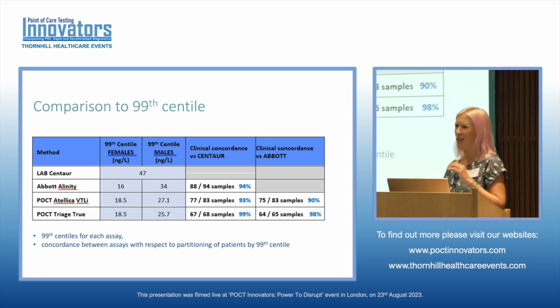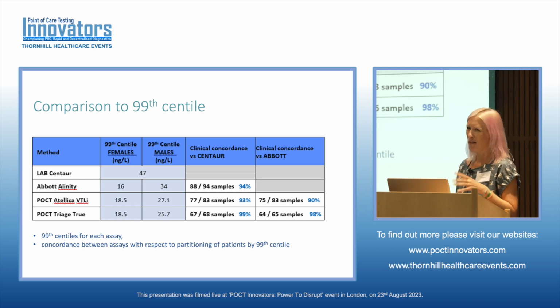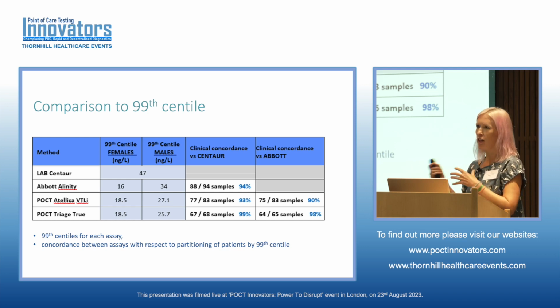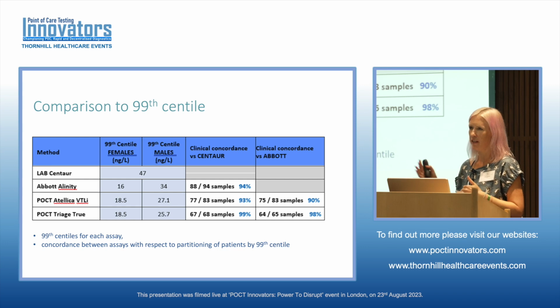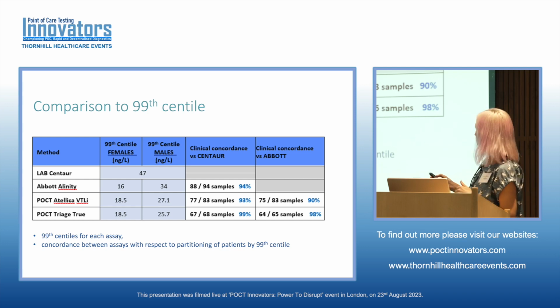I'm aware that I made quite complicated data here, so I'm just trying to, hopefully you understand. It's: do they agree whether it's above the 99th centile or below the 99th centile for that assay? So you can see a pretty high concordance in how they're partitioned against the 99th centile. And then I compared the 2 point-of-care tests to the Abbott.